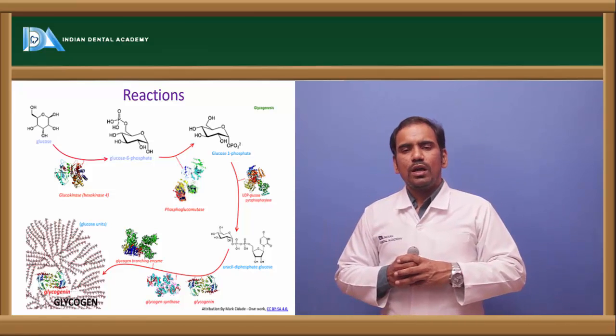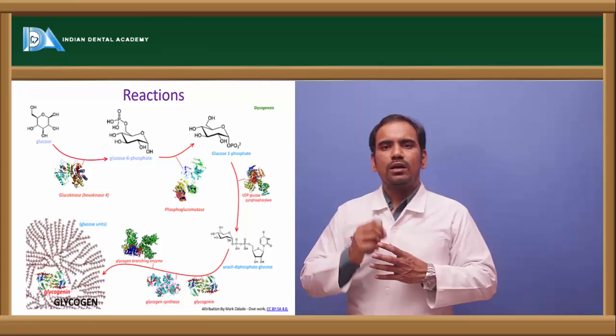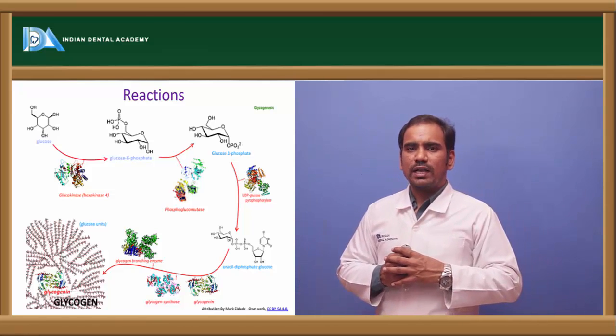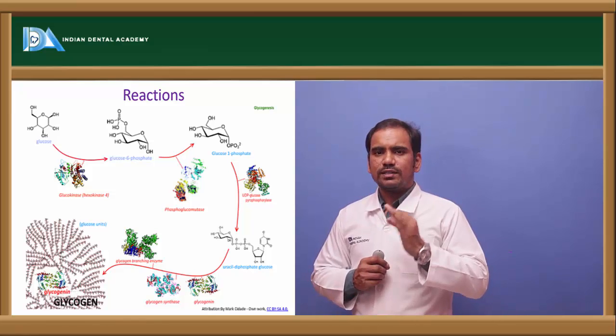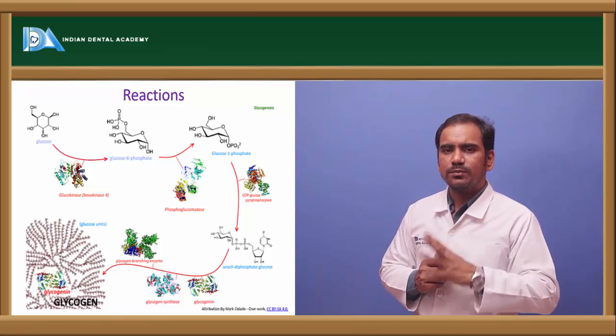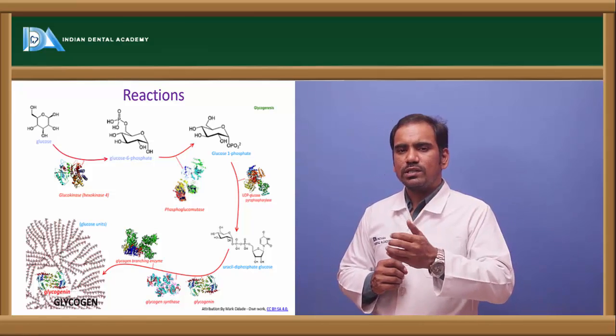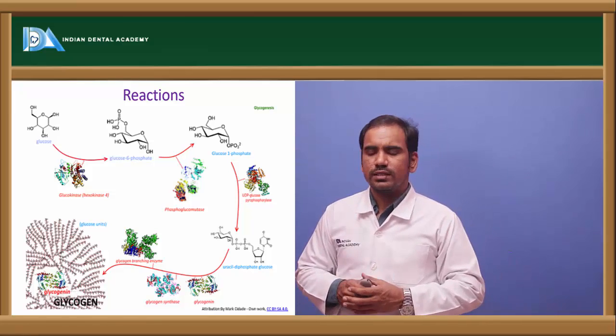So this is how glycogen is synthesized from glucose by the action of a key enzyme called glycogen synthase. The key enzyme of glycogenesis is glycogen synthase, so the rate of glycogenesis depends upon this particular enzyme.